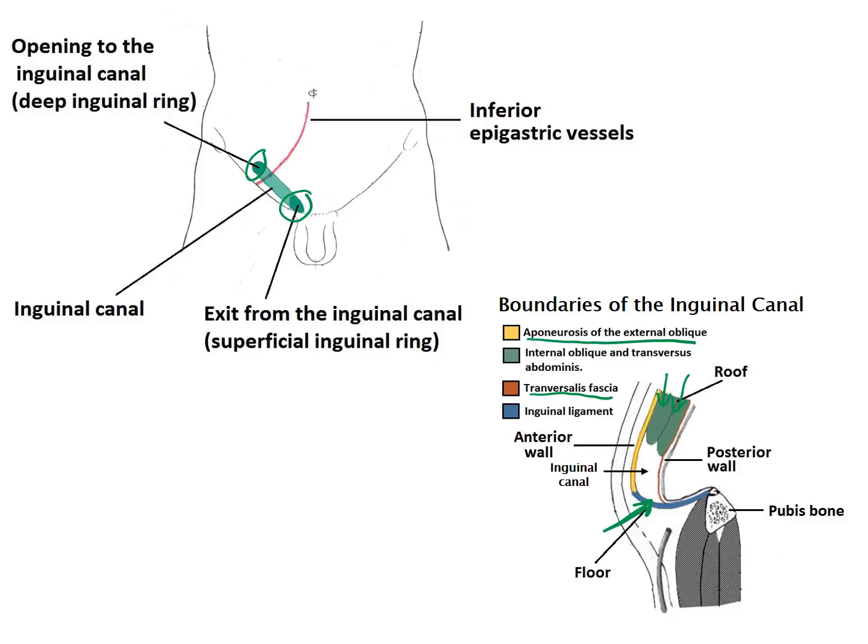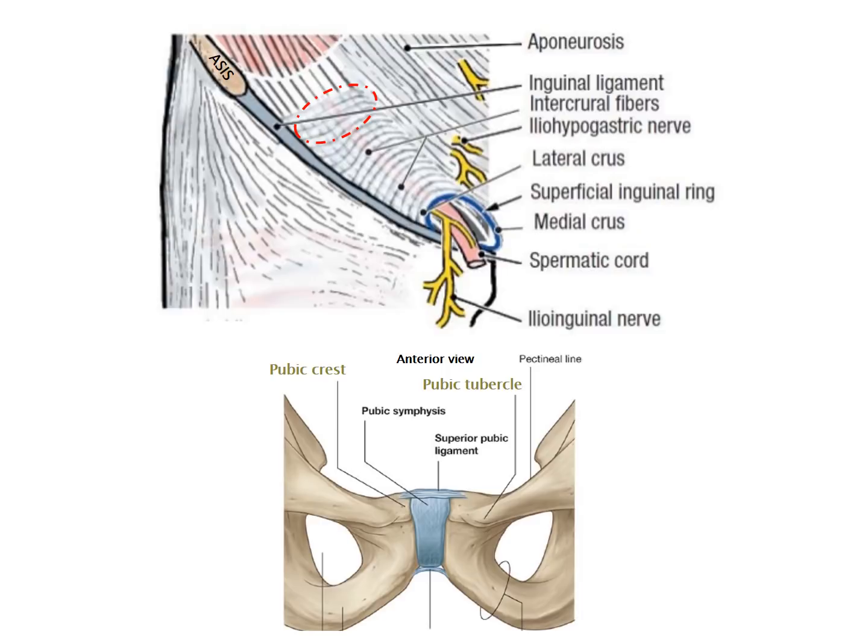The 2 main contents passing through the inguinal canal are the spermatic cord, or the round ligament of the uterus in the female, and the ilioinguinal nerve. The inguinal canal begins at the deep inguinal ring, also known as the internal inguinal ring, which is indicated by the red oval. The inguinal canal will end at the superficial or external inguinal ring. Note that the superficial inguinal ring is formed by a split in the external oblique aponeurosis.